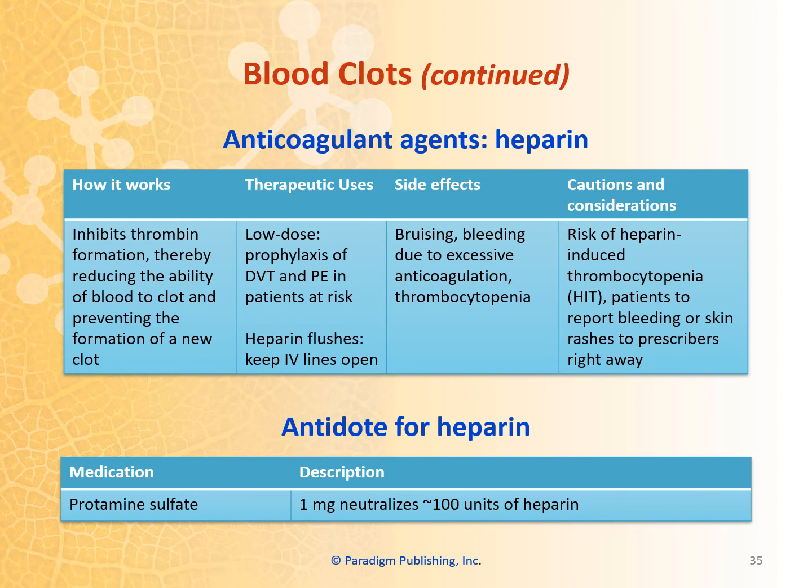Heparin is one you'll see very often in an inpatient hospital setting. The way it works is it inhibits thrombin formation, thereby reducing the ability of blood to clot and preventing the formation of a new clot. An antidote for heparin is protamine, in case you get an overdose of heparin or you have an adverse reaction to it.